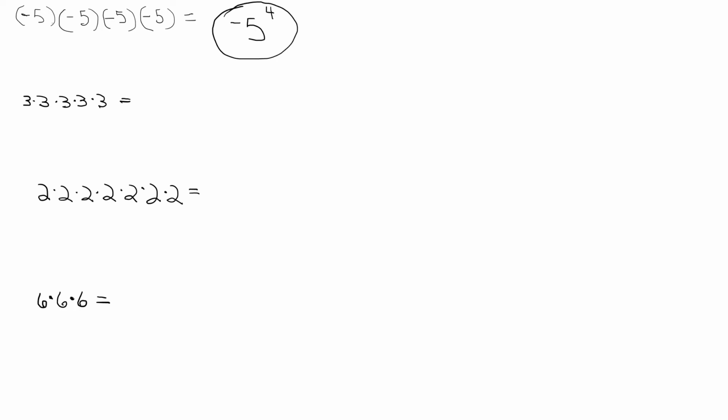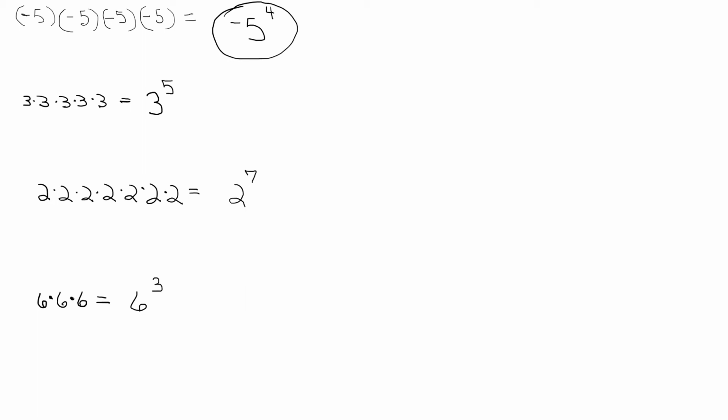3 times 3 times 3 times 3 times 3. 3 is the base. And how many 3's do we see? 1, 2, 3, 4, 5. So 3 is being raised to the fifth power. Same here. 2 is the base. How many 2's do we have? 1, 2, 3, 4, 5, 6, 7. 2 is being raised to the 7th power. 6 is the base. 6 is being raised to the 3rd power.